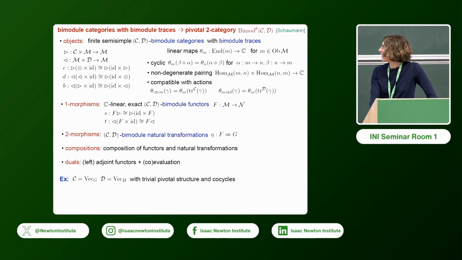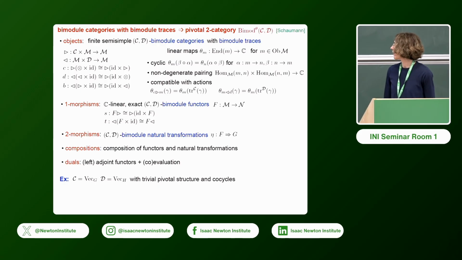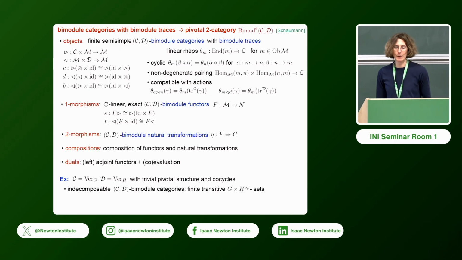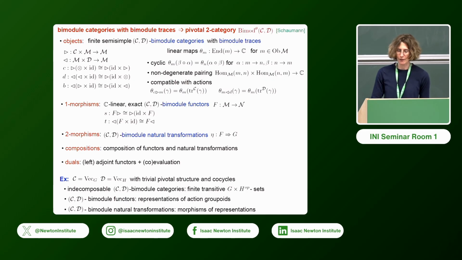Now one can look at a simple example. If we take for C and D vector spaces graded by finite groups, now with the trivial pivotal structure and cocycles, then the indecomposable bimodule categories are just sets equipped with actions of the 2 groups that are transitive. And the bimodule functors are given by representations of certain action groupoids. And the bimodule natural transformations are morphisms of such representations. So in this case, one can really compute in a very simple and efficient way with this data.